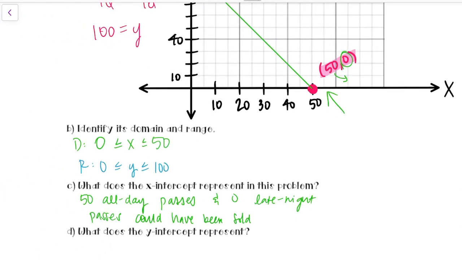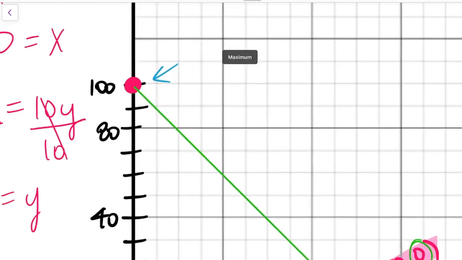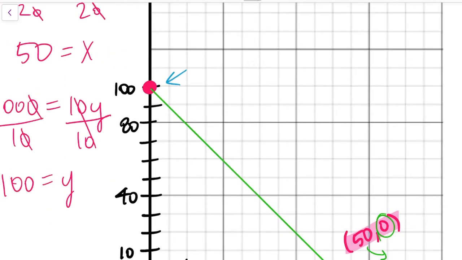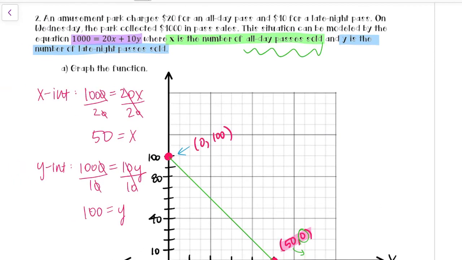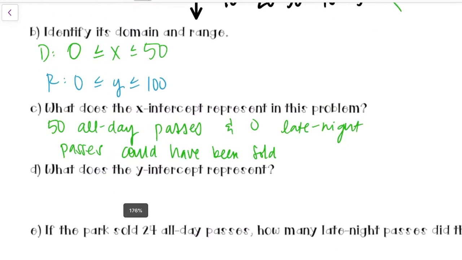So then the next question, what does your y-intercept represent? Well, that would be just the opposite. So that ordered pair is 0, 100. So x stood for all-day passes, y stood for number of late-night passes. So maybe they sold 0 all-day passes, 100 late-night passes.